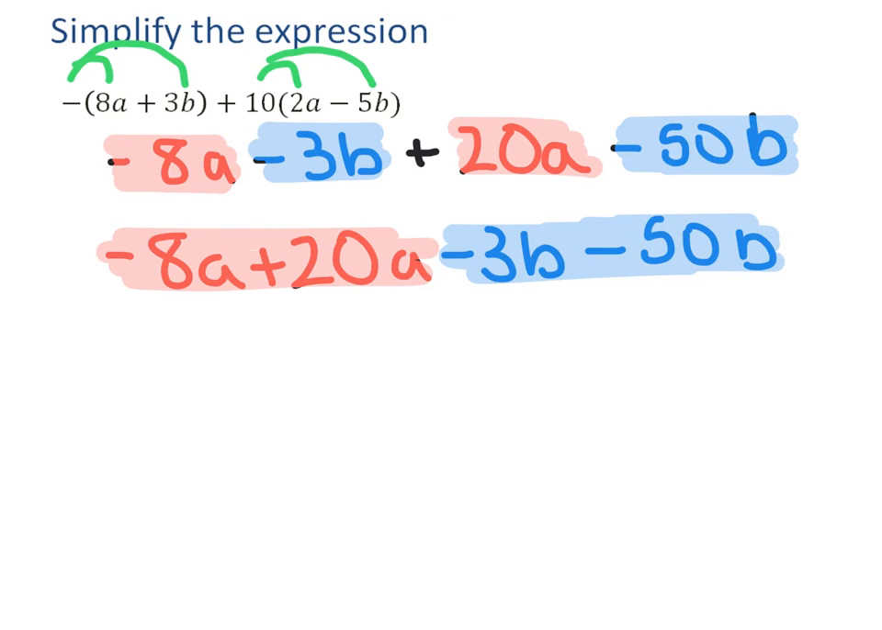And now if we take that final step to finish simplifying, negative 8a plus 20a gives us 12a, and negative 3b minus 50b gives us negative 53b.